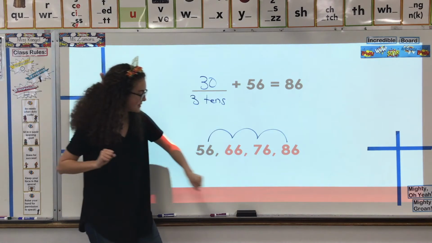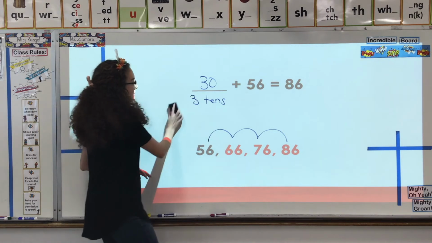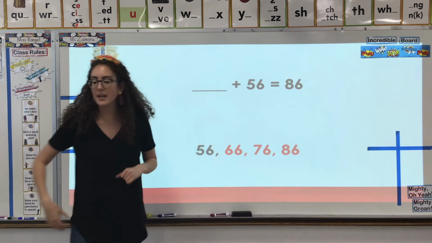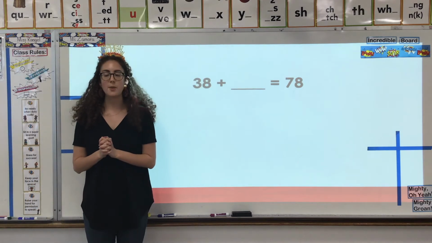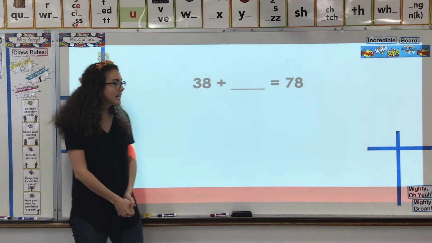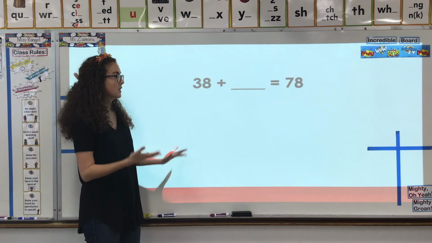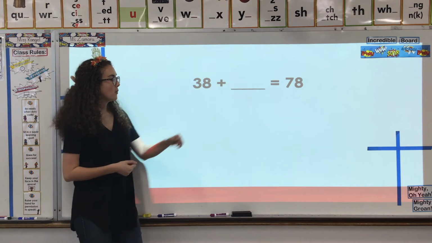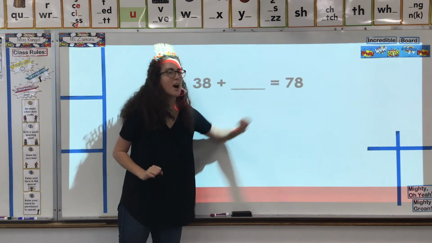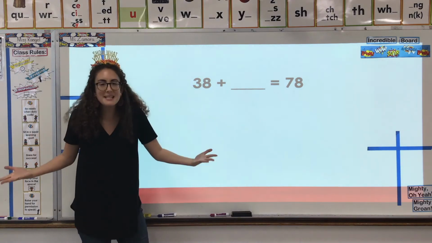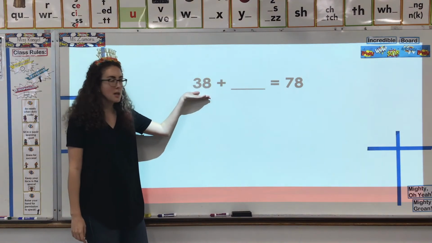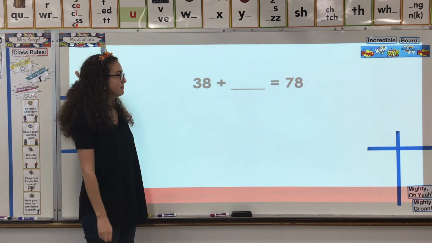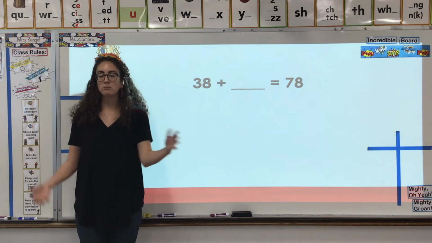Okay, let's try our second strategy again. So can you erase your board with me? Awesome. Okay, let's see what you got. Next one. We have 38 plus blank equals 78. Okay, we have part of our equation, we have our answer. What's missing? We have 38, but how much did it take to get to 78? How can we figure that out? What can we do?